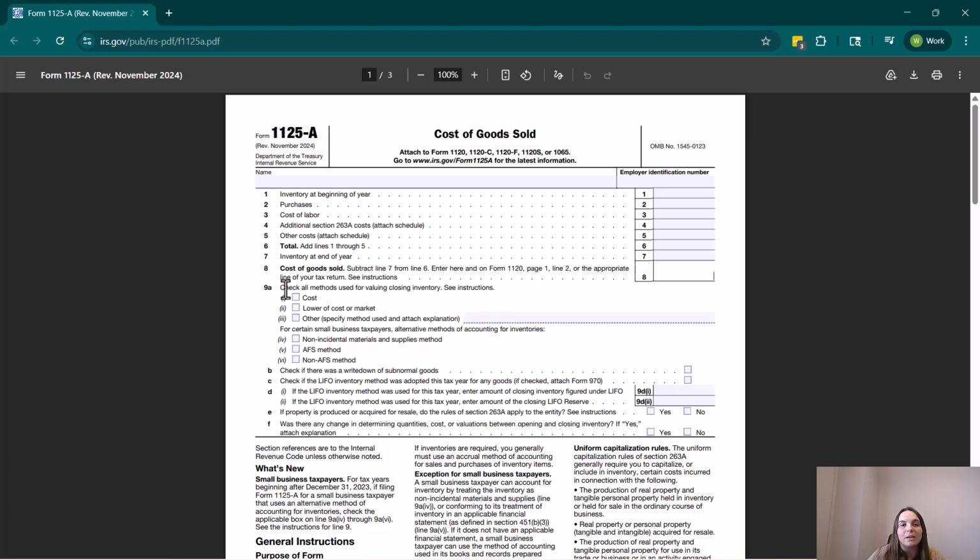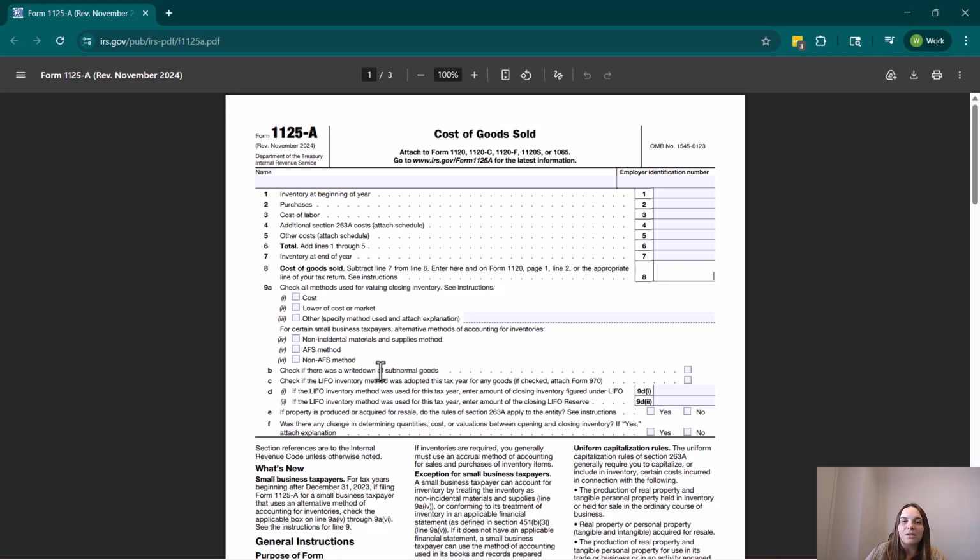Then we are going to go in with question 9, and there are some different questions about inventory methods. So it's going to ask you, what was the method used for valuing closing inventory? And this is going to be based on what you're using in your bookkeeping system, okay? They also allow you to potentially use alternative methods. I don't necessarily recommend some of these. Cost is generally what a lot of you guys are going to use. You're just going to use whatever it cost you for that inventory.